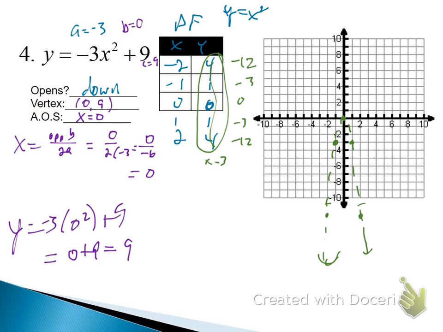So 0, 9. That means that we're going to take every point on the parent function and just shift it up 9 spots. So here's the vertex. Every other point we're going to go up 9. And get your points right here. And there we go. Okay.